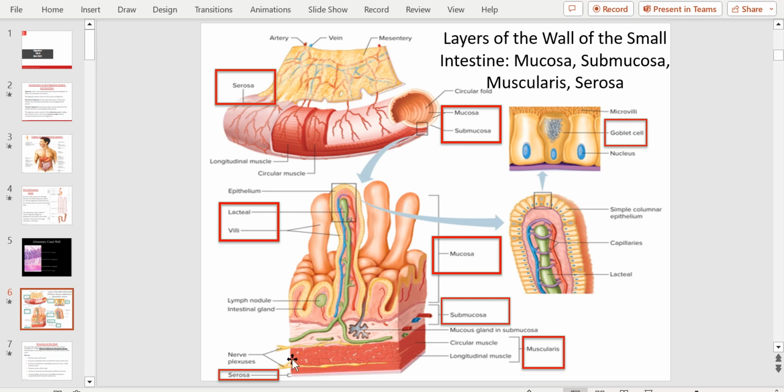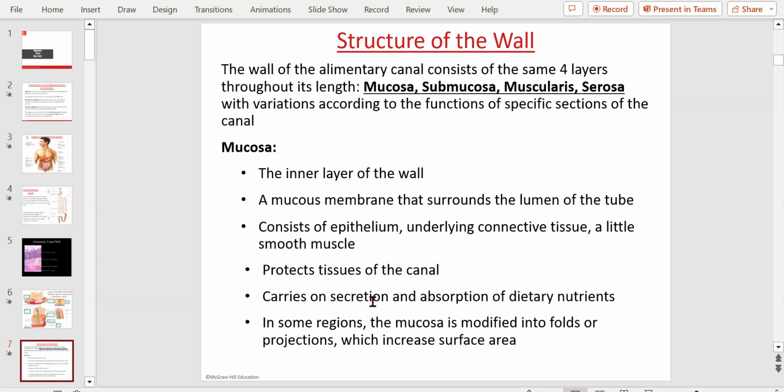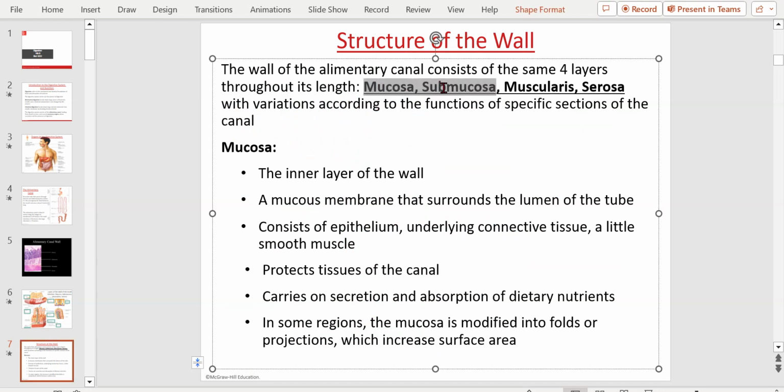Great little introductory slide. Shows you all the 4 different layers involved. There's your serosa, muscularis, submucosa, mucosa. And those 4 layers will carry throughout the entire course of the presentation. The structure of the wall of the alimentary canal, as we said, has your mucosa, submucosa, muscularis, and serosa layers.